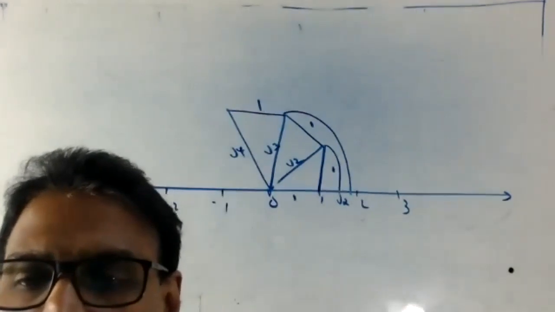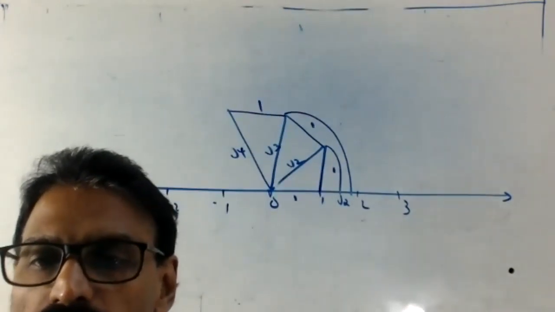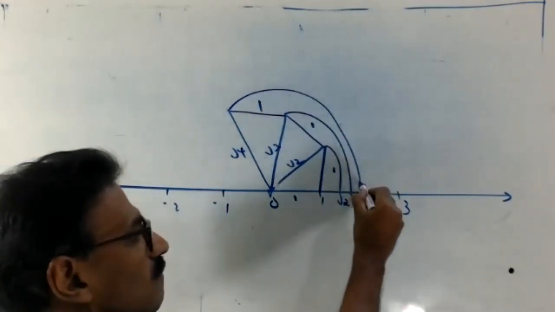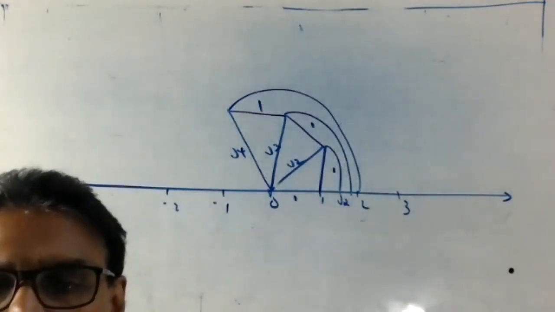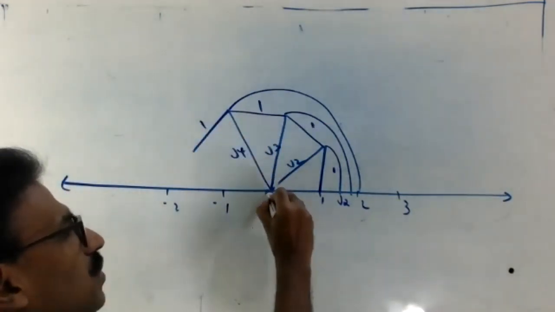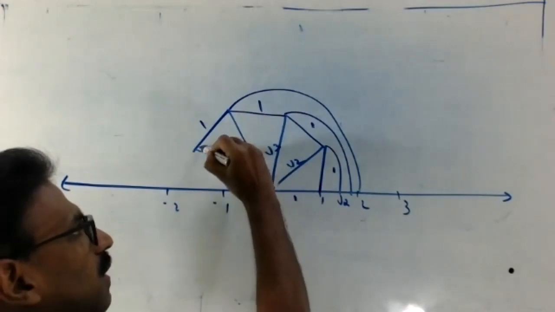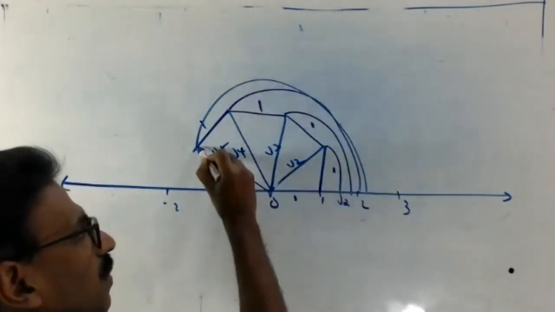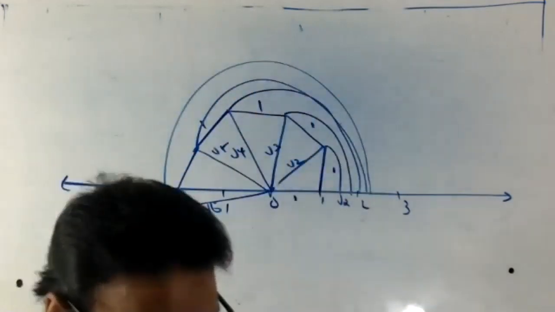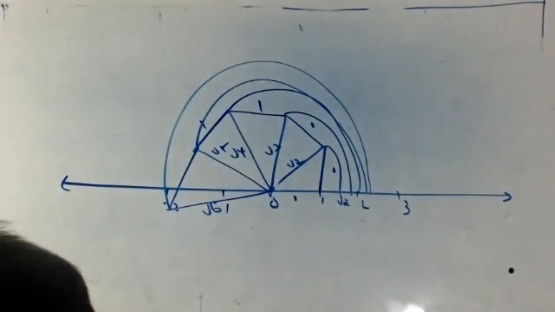Root of 4 is what? 2. So here. Then again 1 unit. This is 1. This is root of 5. It goes here. Again 1. This one is root of 6. Go like this. Like this. You try. Try as many as you can.